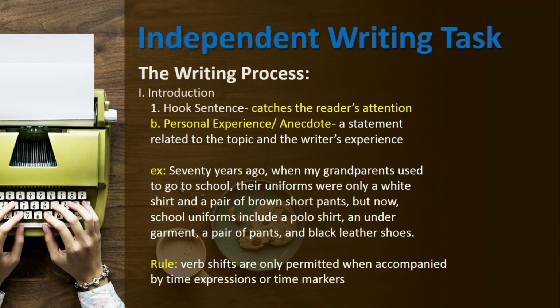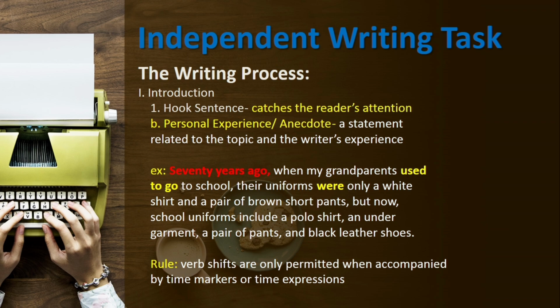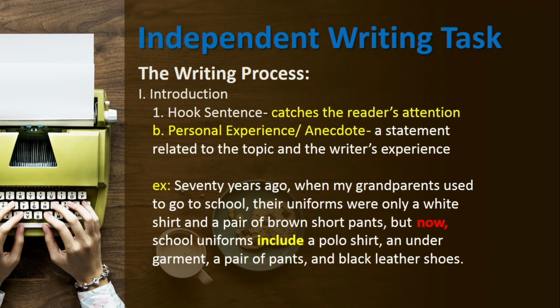A basic rule to remember when writing this type of hook is the use of verb tenses. Be sure that you are not simply switching tenses. You are only permitted to do so when the verbs are accompanied by time markers or time expressions. As in the case of our sample sentence, the verbs used to go and were are in the past tense because of the time marker, 70 years ago. On the other hand, the verb include is in the present tense because of the time expression, now.